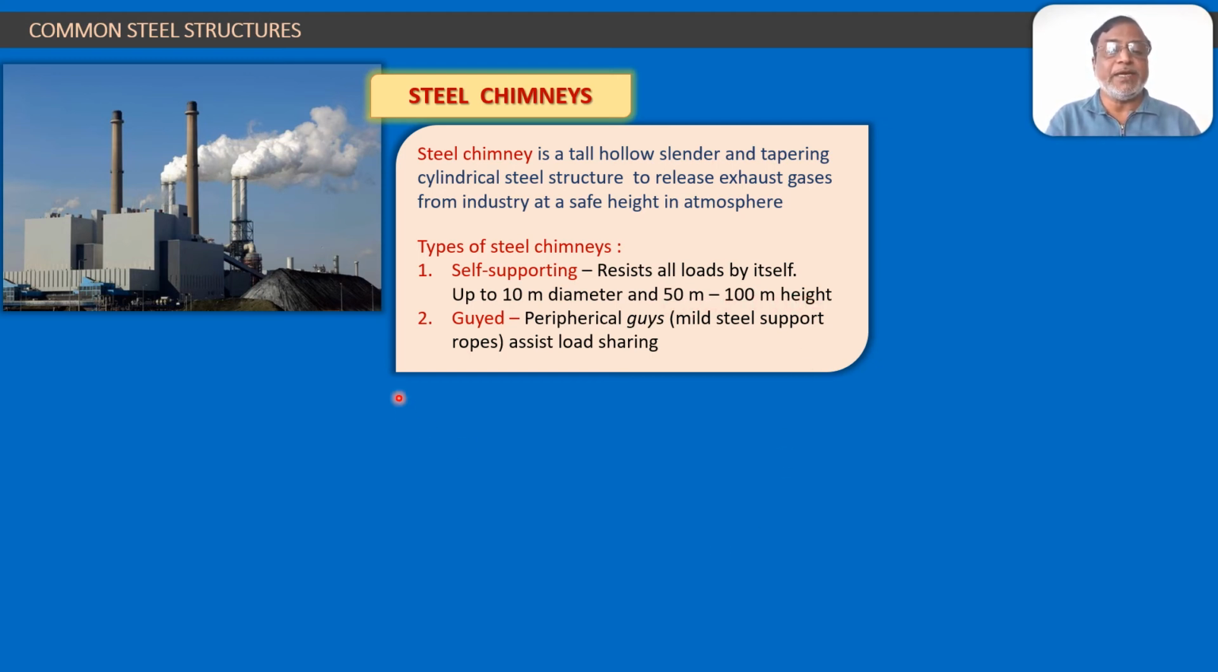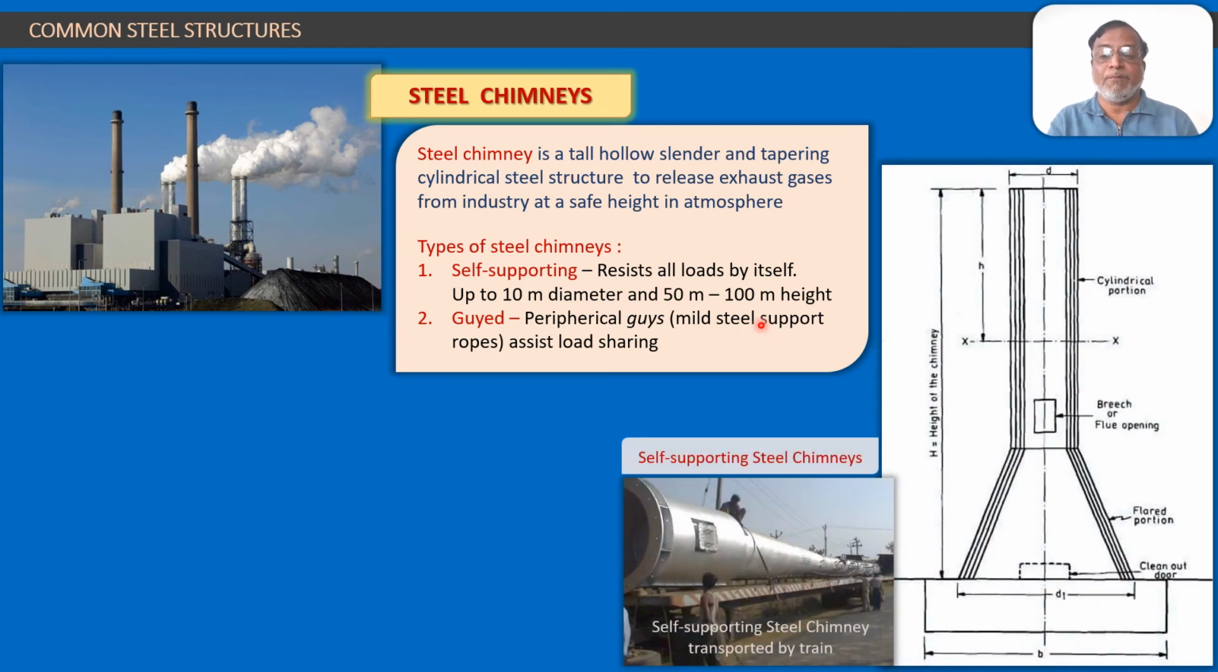The guide chimneys are used for still higher chimneys or still bigger heights, and on the peripheries of these chimneys we have some mild steel support ropes which are called guys. These are the ropes, or members, which assist the chimneys for the sharing of load.